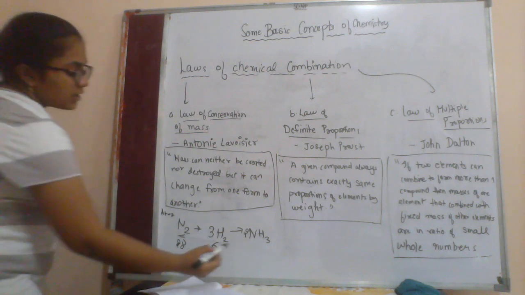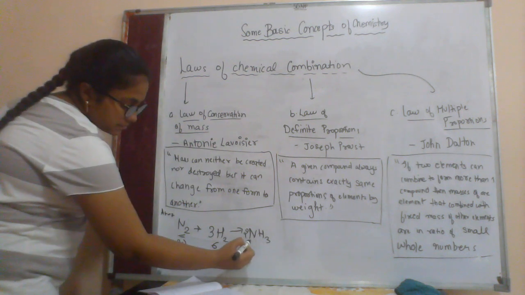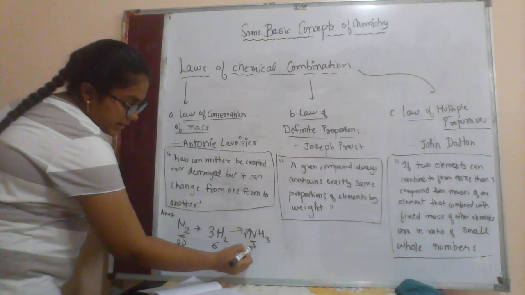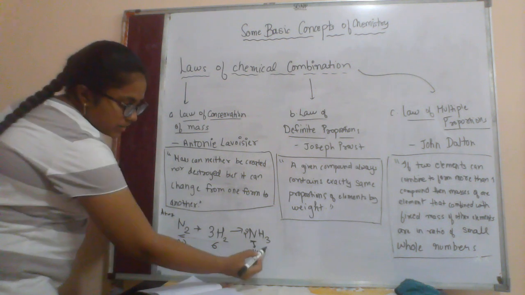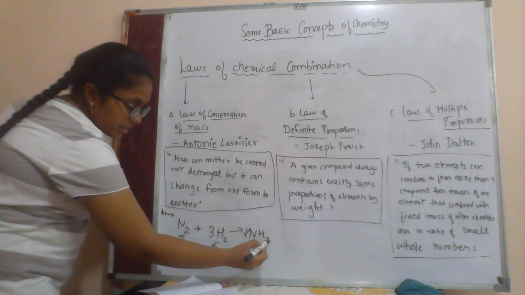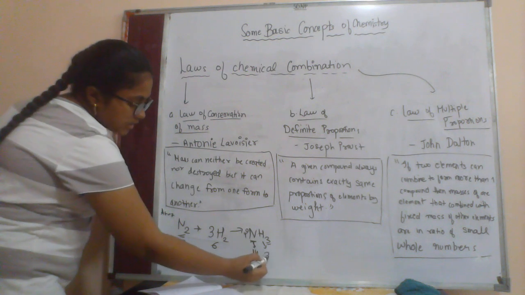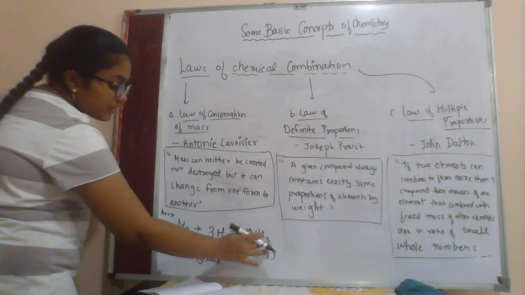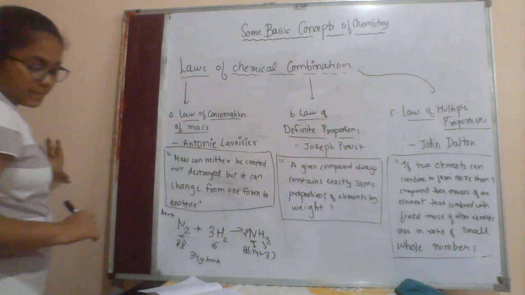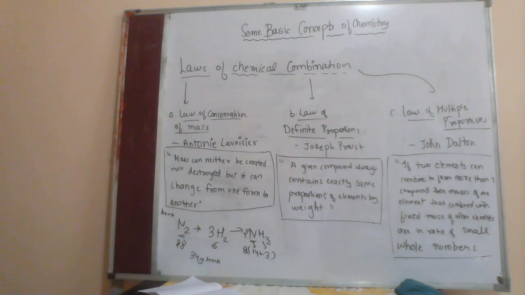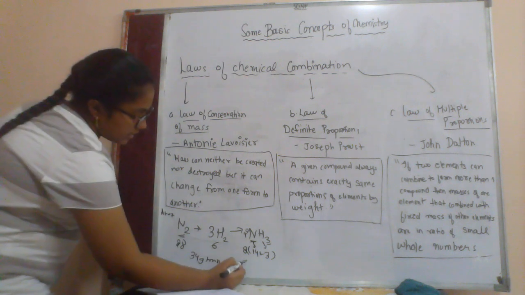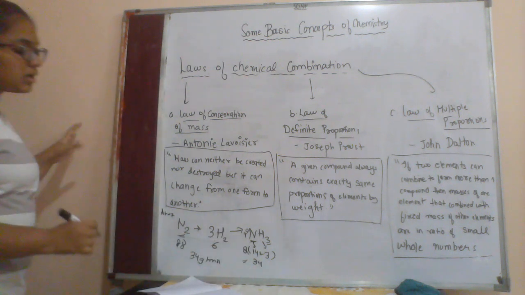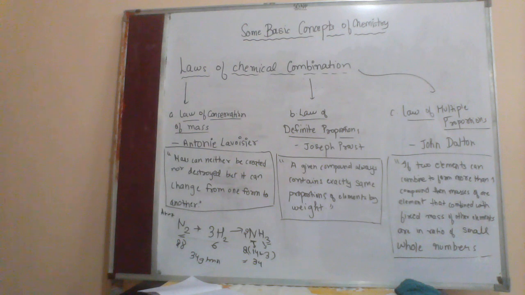Sorry, let me check the product side. Here for N it is 14, for H it is 1, but here 3 hydrogens are there, so 14 plus 3 is 17. Again, 2 moles of NH3, right, so into 2, which is 34. So again you got 34 gram per mole on the product side as well as the reactant side.